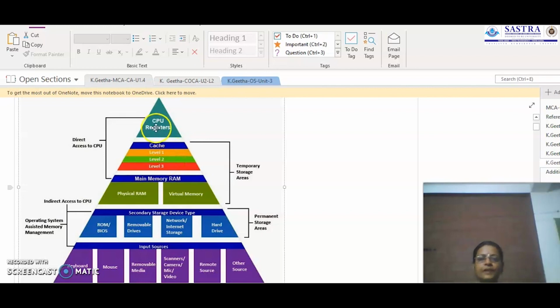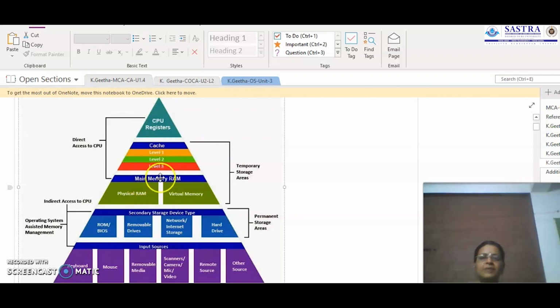So the CPU will first look for the information in the level 1 cache. If it is found, it is called a hit. If it is not found, it is referred to as a miss. So it will go to the next level, and again it will continue the process till it identifies that particular item. Then the next level of memory is called main memory.